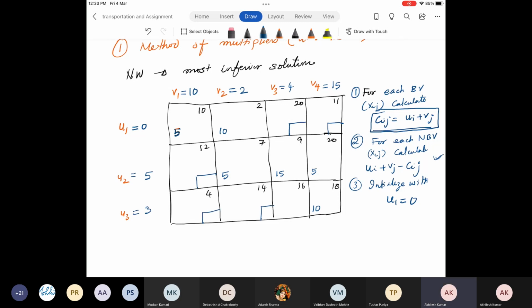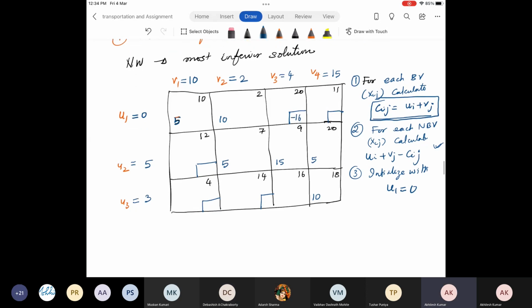Let's start with the cell 1, 3. U1 equals 0, V3 equals 4, and Cij equals 20. So how much will this value become? Minus 16. So 0 plus 4 minus 20 is minus 16. Similarly, you can calculate the other values: 4, 3, 9, minus 9, and minus 9.